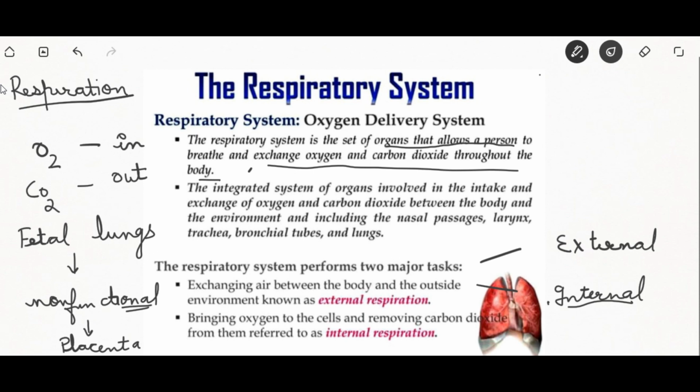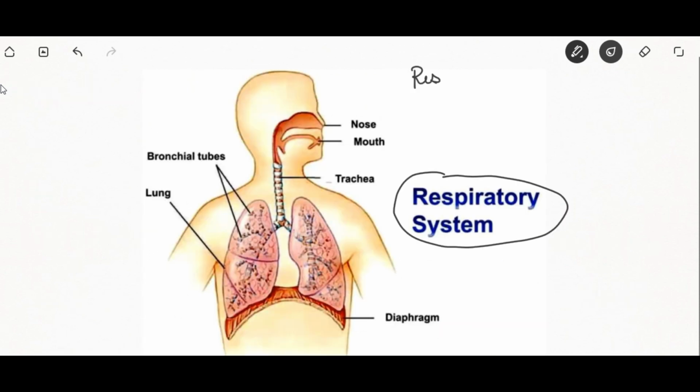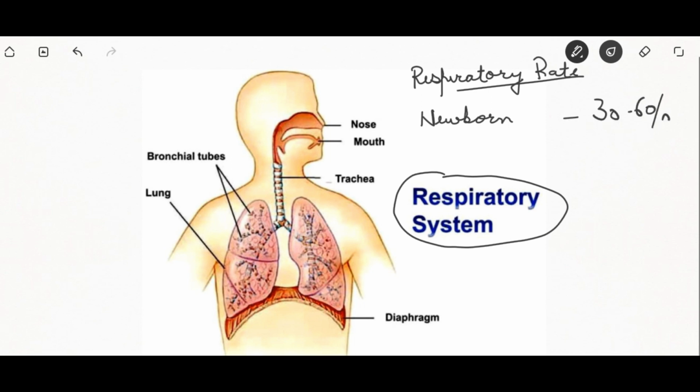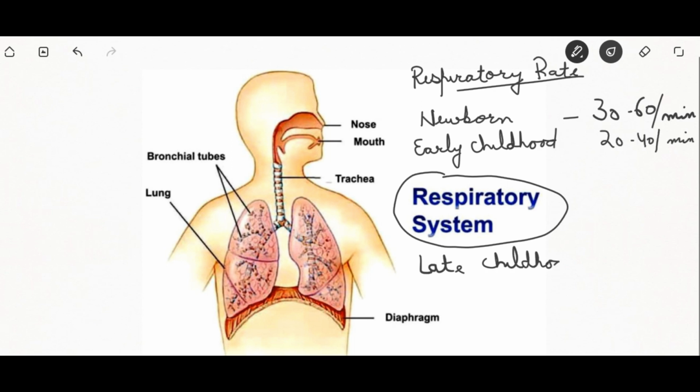An important question that can be asked in your entrance exam is: what is the normal respiratory rate at different ages? For newborns it is 30 to 60 per minute. In early childhood it is 20 to 40 per minute. For late childhood it is 15 to 25 per minute, and for adults it is 12 to 16 per minute.